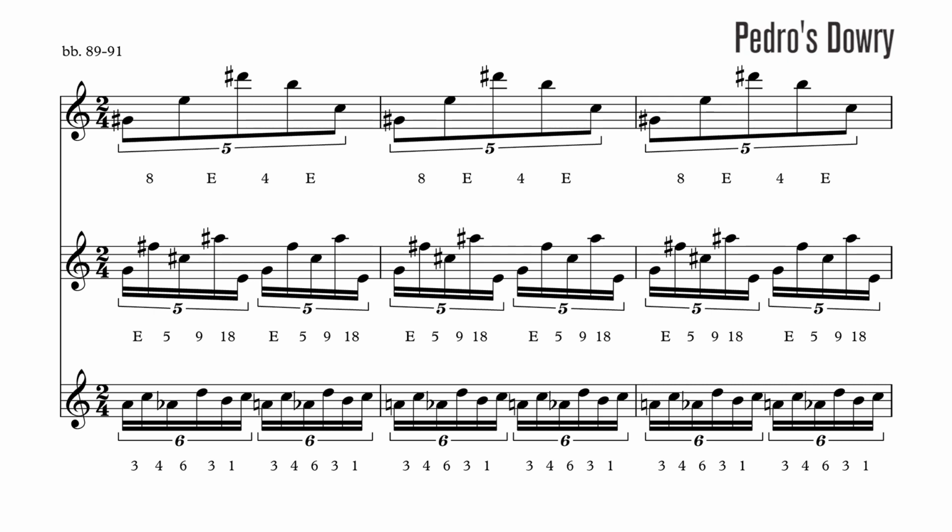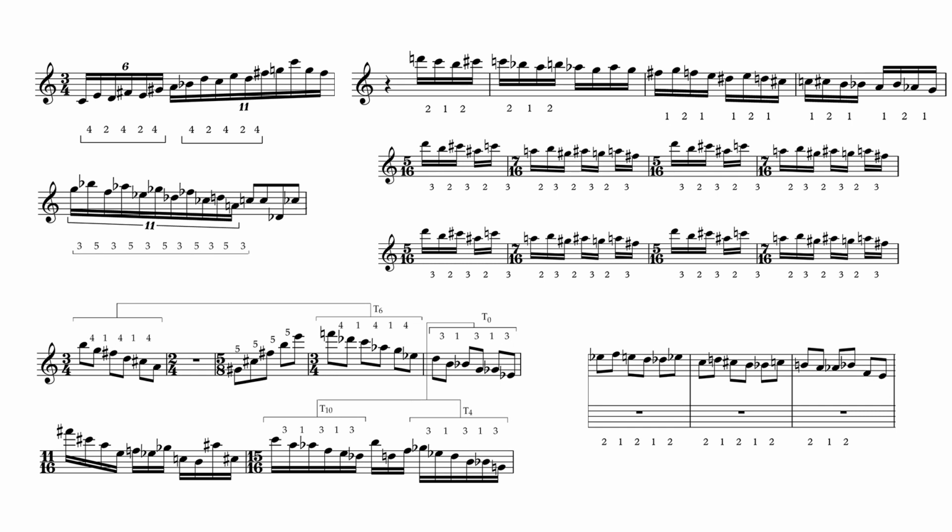In Pedro's Dowry, between bars 89 to 91, 3 intervallic sequences occur at once. In voice 1, 8-11-4-11, voice 2, 11-5-9-18, and voice 3, 3-4-6-3-1. If we review these examples, we notice a consistency in the exchange between 2 intervals.